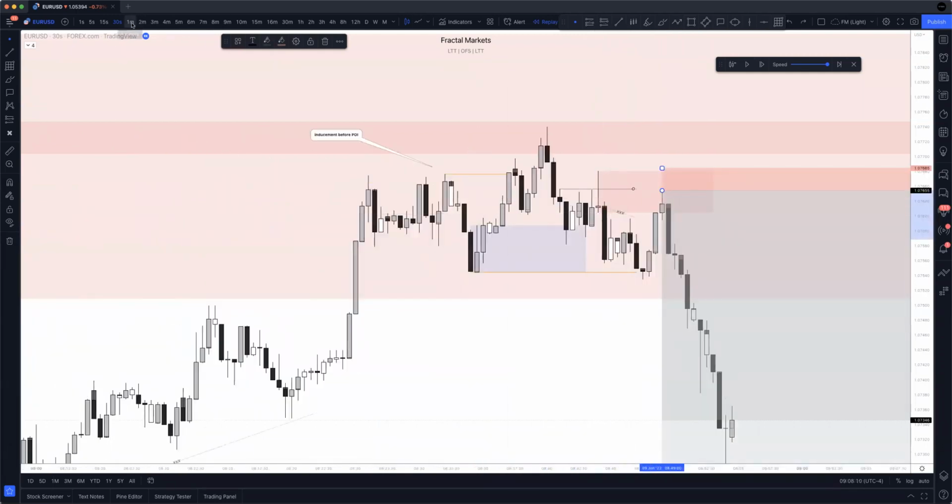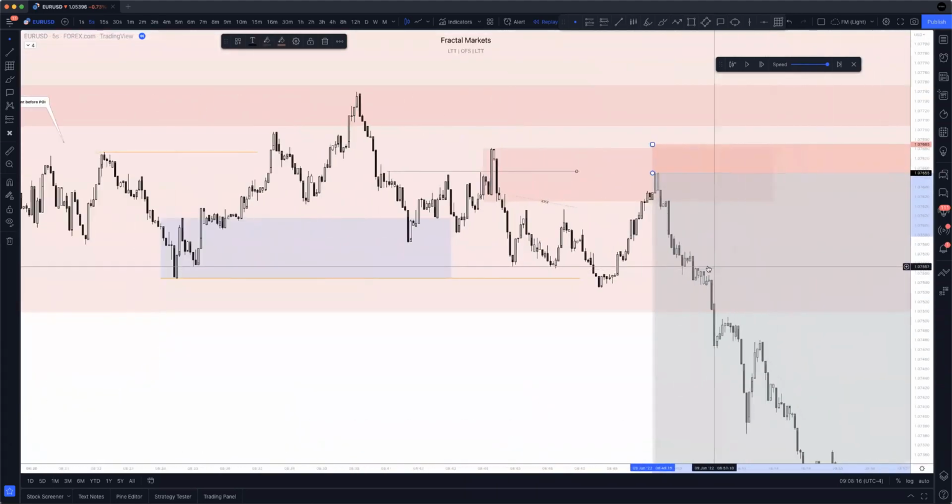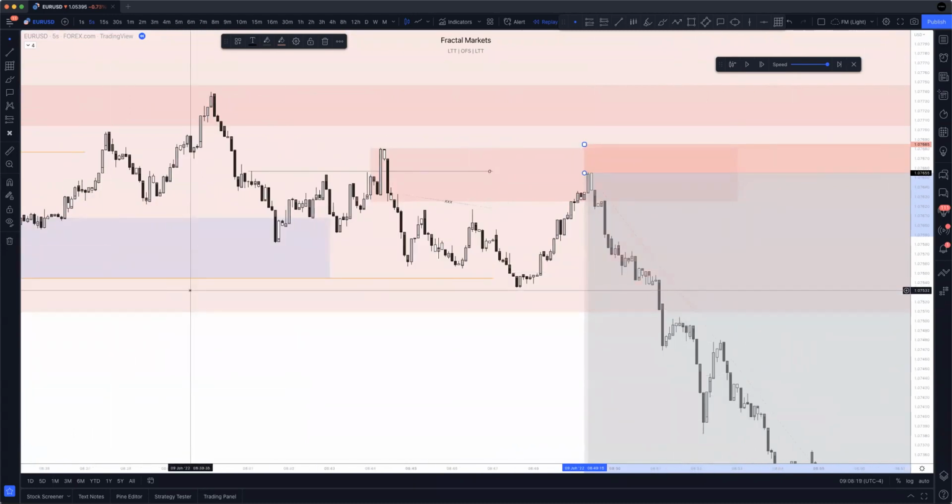The other option would have been to go down onto your 5-second. Okay, you get the push in. Anybody see what we could have done here? There's a couple different options here. Sell stop, where would you put it?